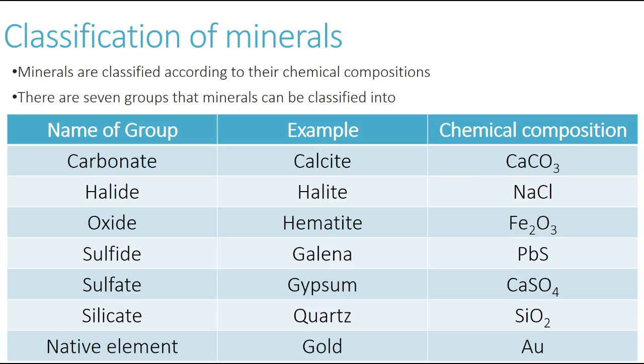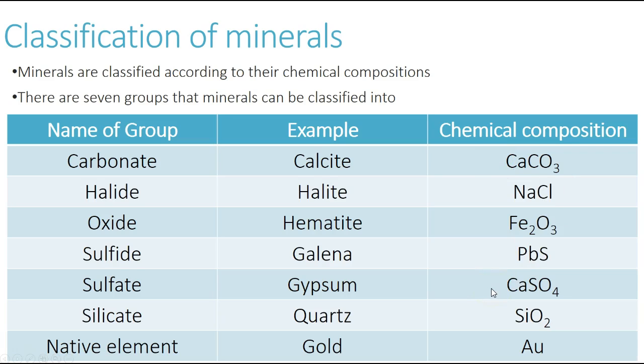Now we know when we classify minerals, they are classified according to their chemical composition. Now there are 7 groups of minerals that you can classify a mineral that you found into. So the names of those groups are carbonates, halides, oxides, sulfides, sulfates, silicates, and native elements like gold or copper, for example. And you can see that in the chemical composition here, there's carbon in this one, hence why it's a carbonate. This one has sodium in it, which is why it's a halide, and so on and so forth.